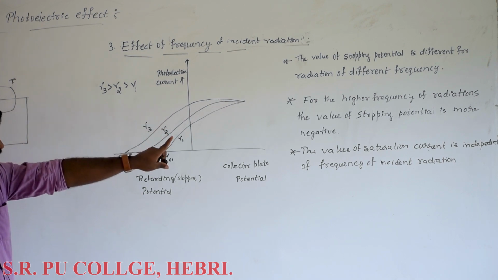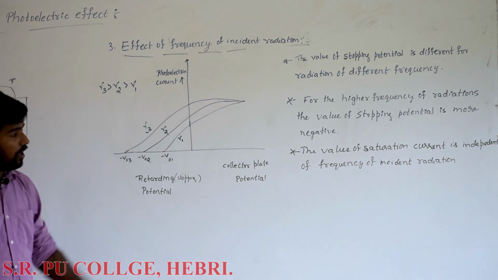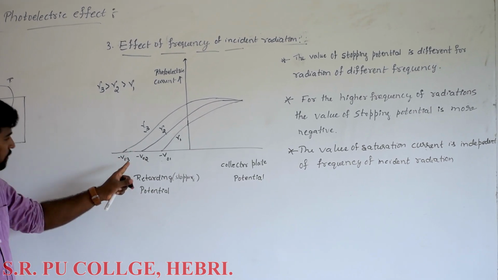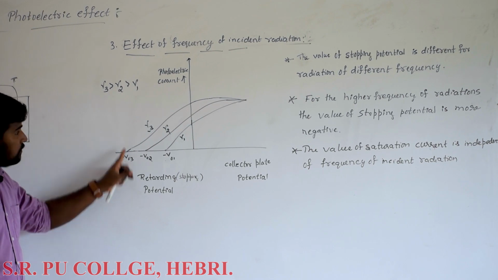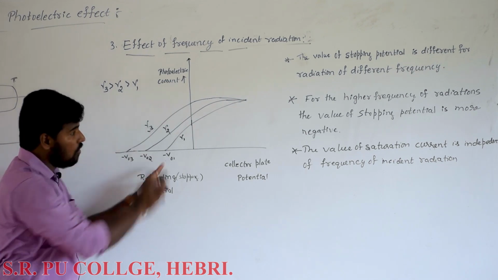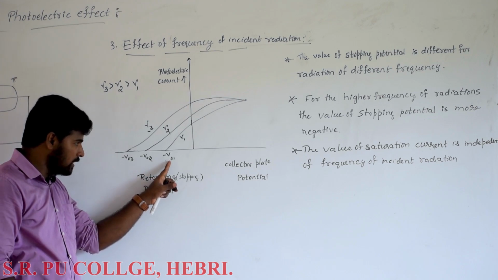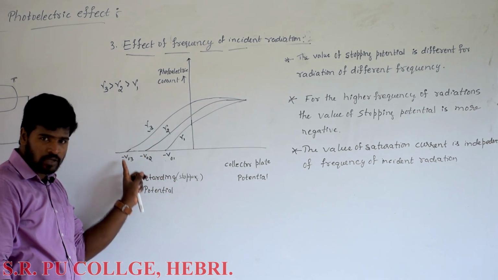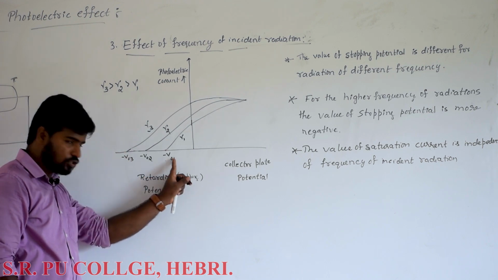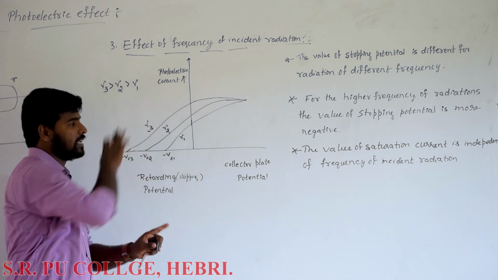As well as the second one, for the higher frequency of radiation, that is for mu3, the value of stopping potential is more negative compared to minus V01 and minus V02. Minus V03 is more negative. That is the reason why for the higher frequencies the stopping potential is more negative. That is the second conclusion.